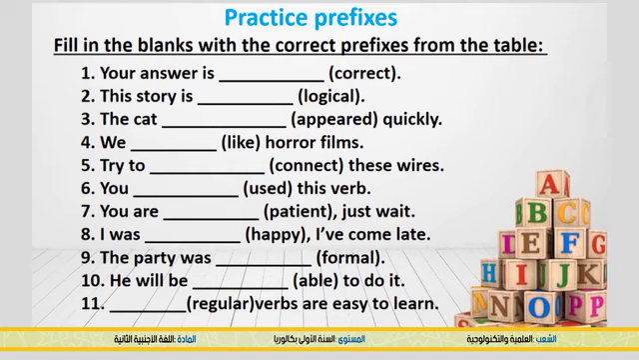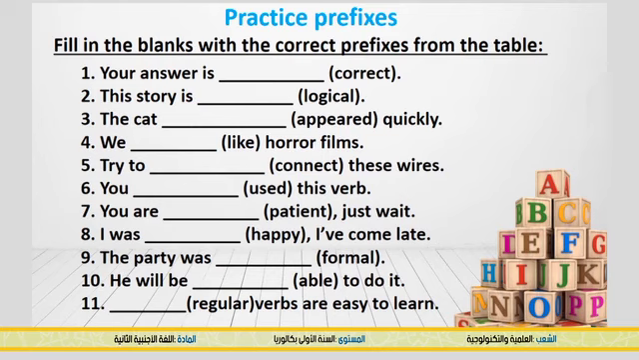Number 7, you are (patient), just wait. Number 8, I was (the verb to), I was (happy). I have come late. Number 9, the party was (formal). Number 10, he will be (able) to do it. And number 11, (regular) verbs are easy to learn. Take some time and answer this exercise.